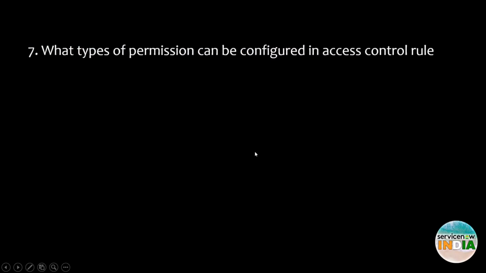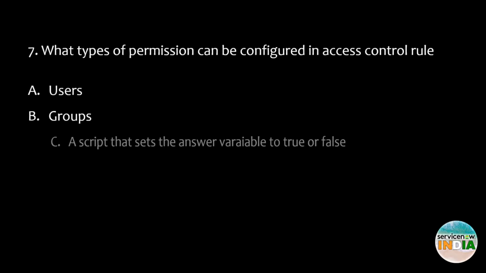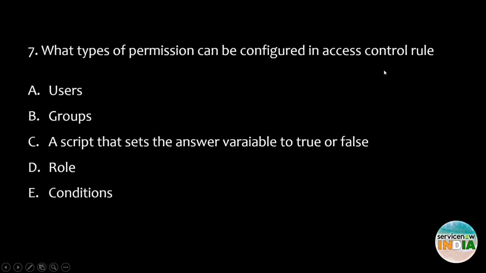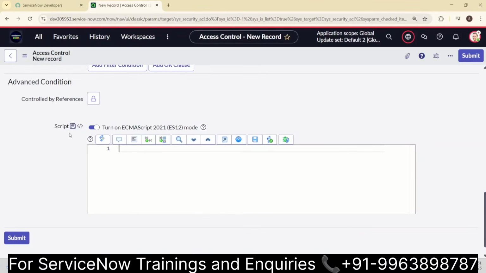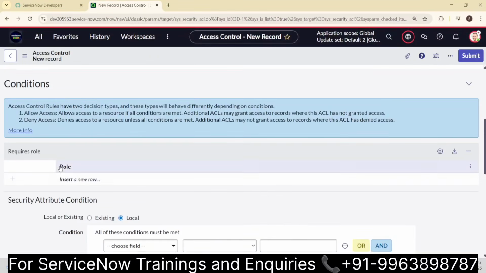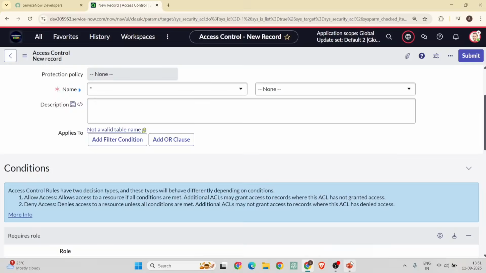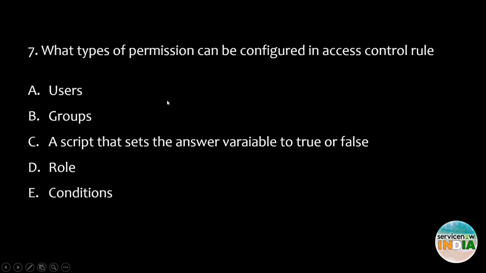Let's go towards the options. What type of permissions can be configured in the access control rule? We have three things here directly: a script that sets the answer variable true or false, a rule, and the conditions. You have seen these three things in the ACL part. These three are the types of permissions of ACL execution. Okay, then move on. Next question.